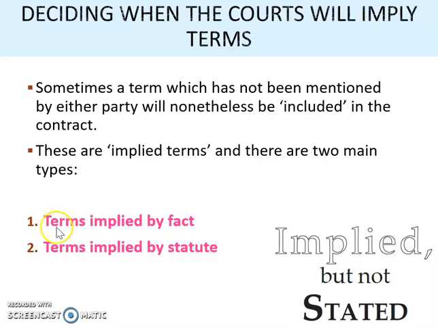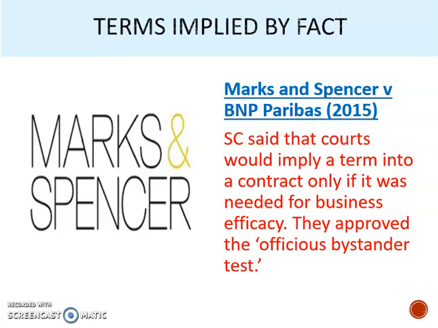We're going to start by looking at terms implied by fact. And the first case that we've got here is the case of Marks and Spencer and Paribas. It's a very important Supreme Court decision on implied terms, and the case was actually about a dispute between Marks and Spencer's and their landlord, Paribas. And Marks and Spencer's wanted to stop leasing part of their building before the lease was due to end. And the case hung on an issue of an implied term in the landlord and tenant lease.